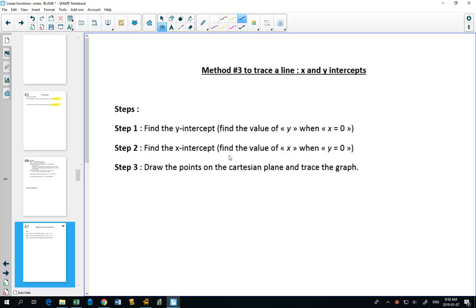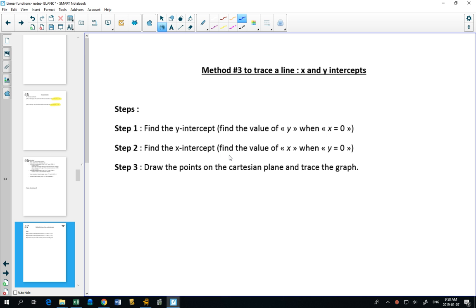Our third method is just finding the x and y-intercepts. So we find a y-intercept, make x equal to 0. Find your x-intercept, make y equal 0. Draw those 2 points and graph. Really, this is kind of like a specialized table of values, is all we're doing.